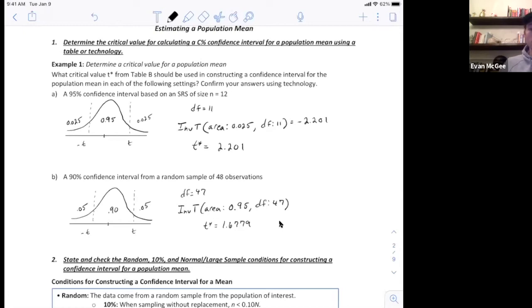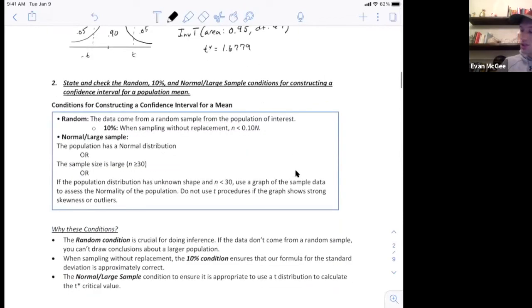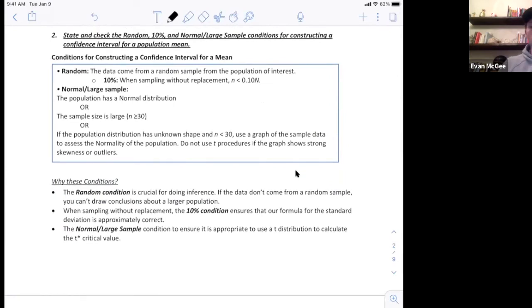Our next objective is to state and check the random, 10%, and large normal conditions to construct an interval for a population mean. Just like we had to check the conditions for a confidence interval for a population proportion, we have to do the same thing here, but there's only one minor difference really. For the random condition, we just have to make sure the sample mean and the sample standard deviation came from a random sample, so it's a trustworthy sample.